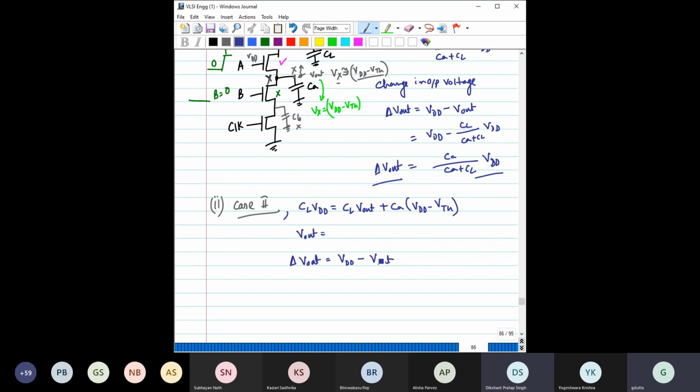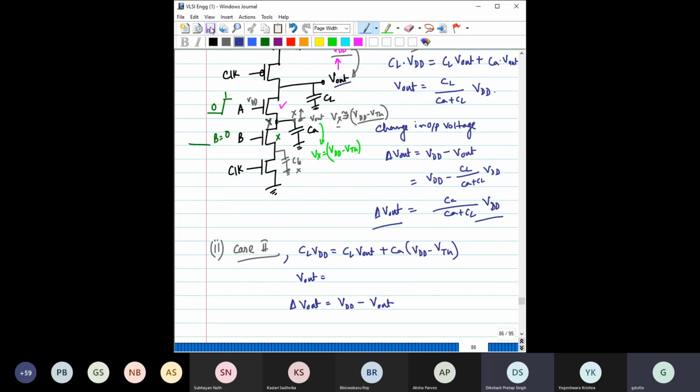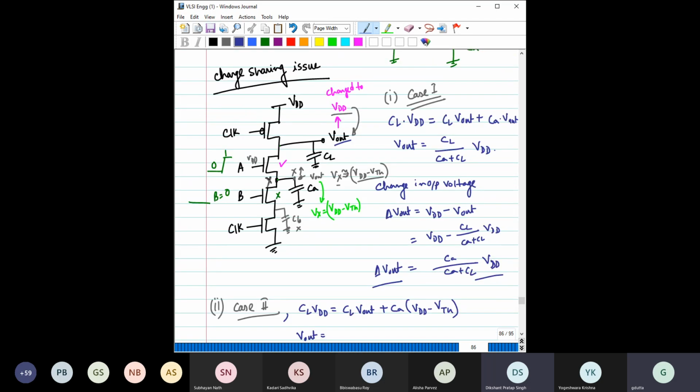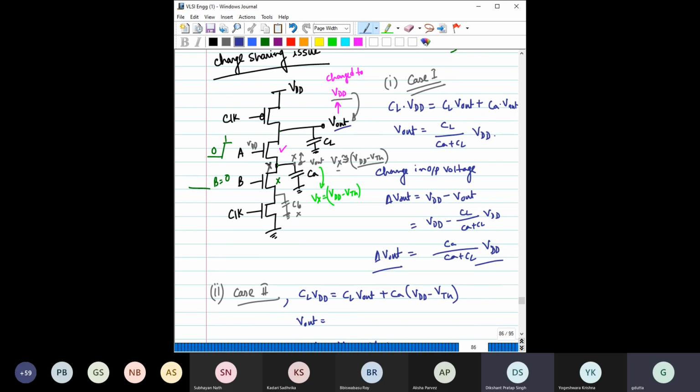Fine. Okay, so how will we understand which of these two scenarios is going to occur, whether it is case 1 or case 2? Obviously we have understood one thing here: this delta V out is the most general case.